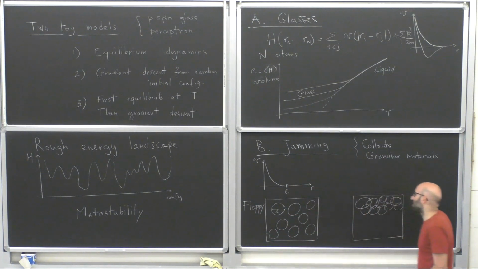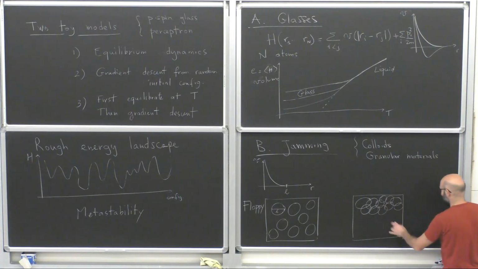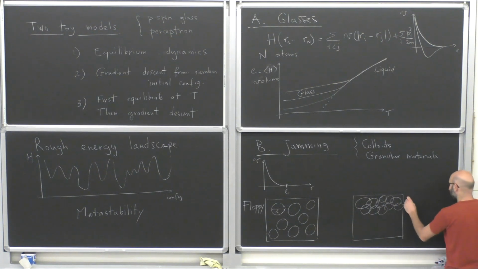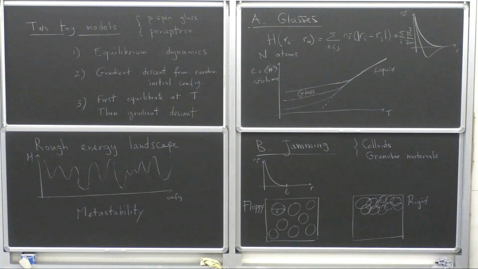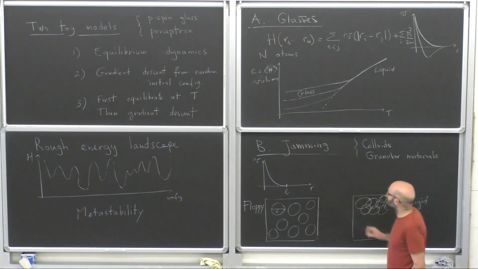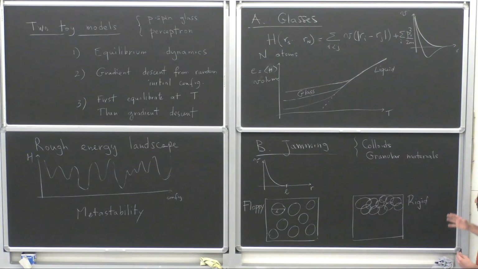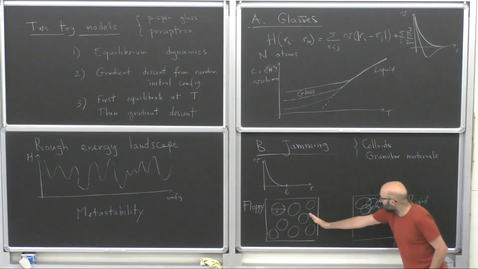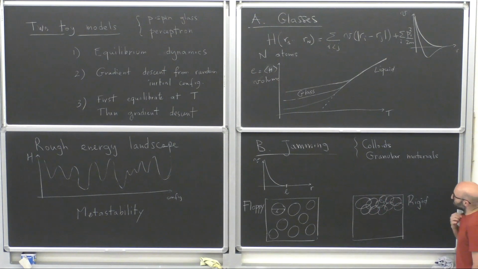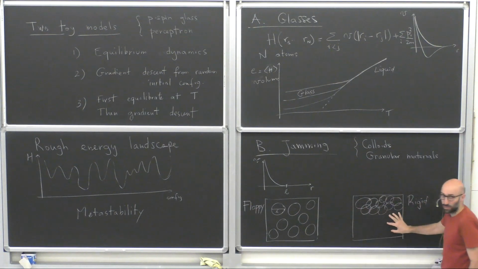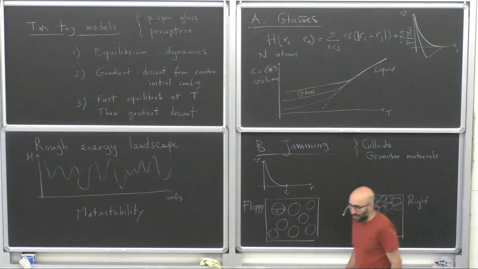This is a floppy system. So it's not really a solid, right? While this one, well, I'm not going to fill all the box, but you imagine that it's filled. This one is rigid, because if you try to compress it or if you try to shear it, there will be some energy cost to pay, okay? So when you take a system like this at zero temperature and you compress it, typically what you see is a transition between this situation and this situation.